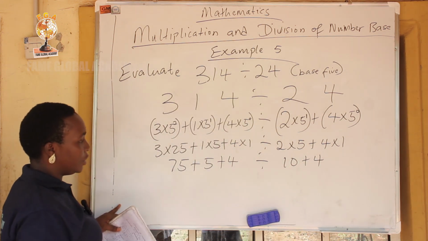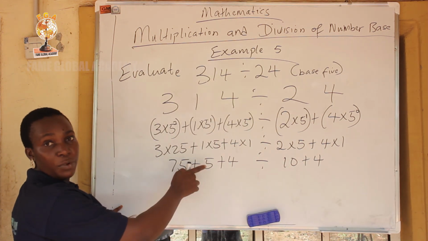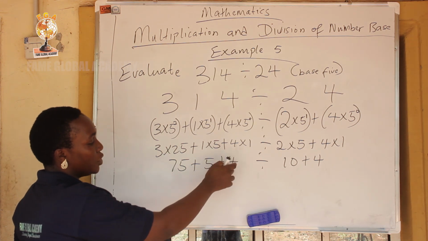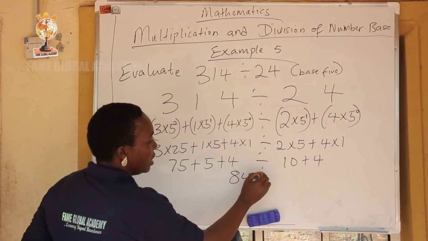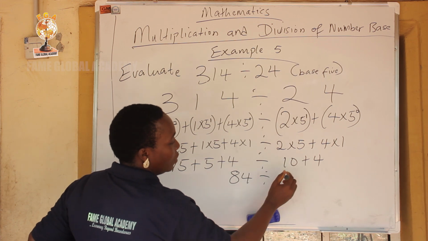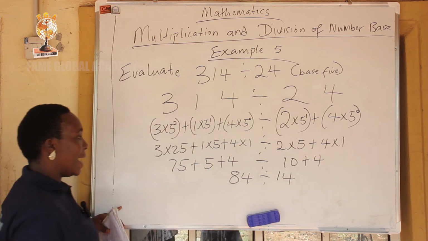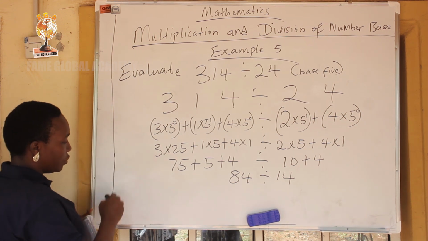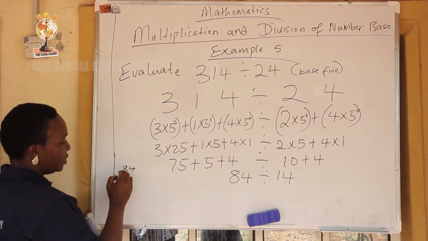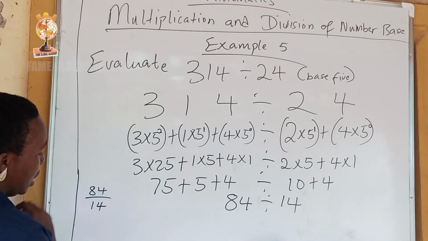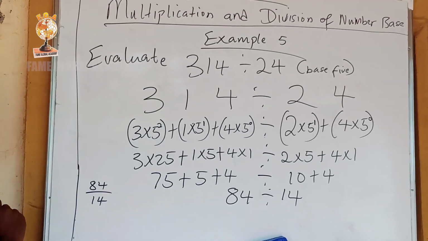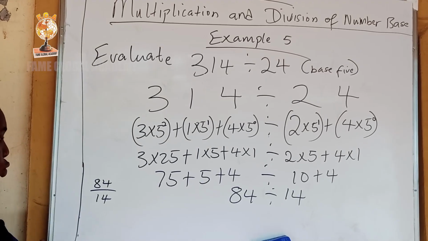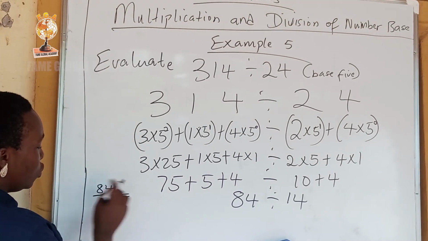Okay, so let's add everything together. This 75 plus 5 is 80. 80 plus 4 will give us what? 84. Divide by 10 plus 4 is what? 14. Okay, now 84 divided by 14. Let's try and do reduction of fraction. So if we have 84 divided by 14, what number can divide 84 and 14 without remainder? Let's use 2. 2 into 84. 2 into 8 will give us 4.